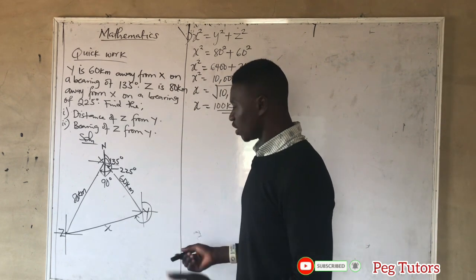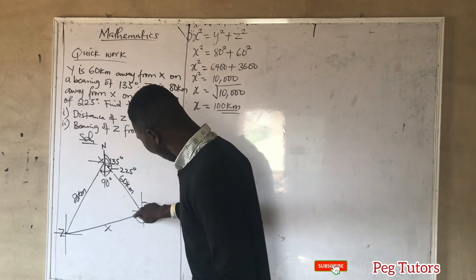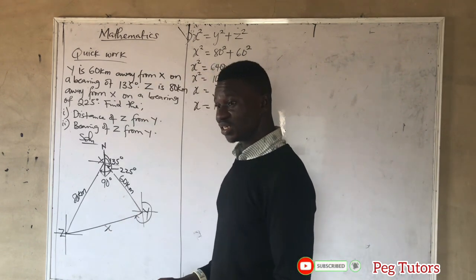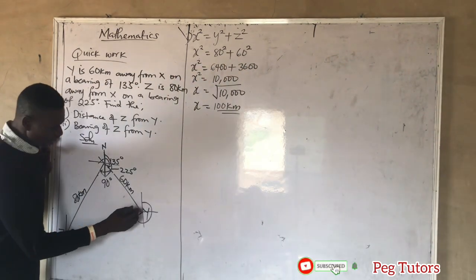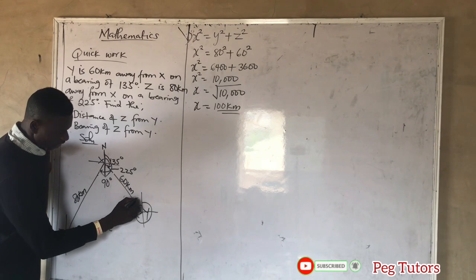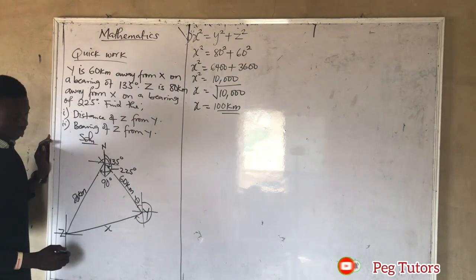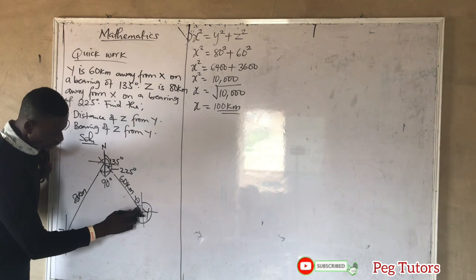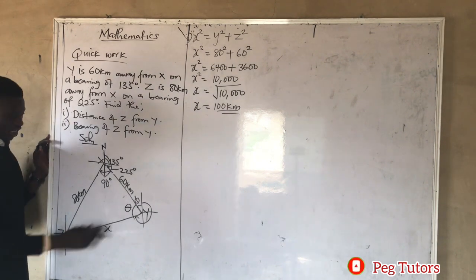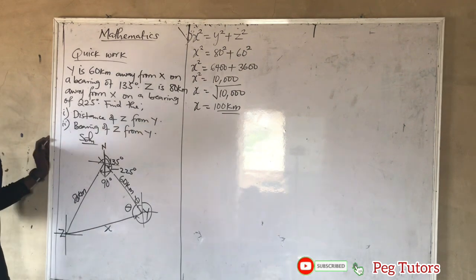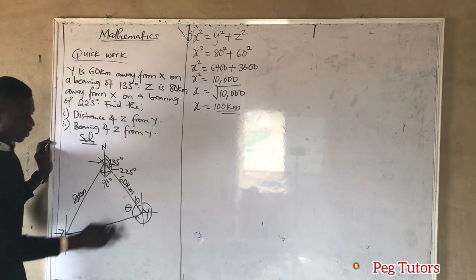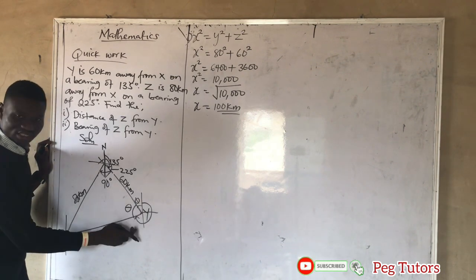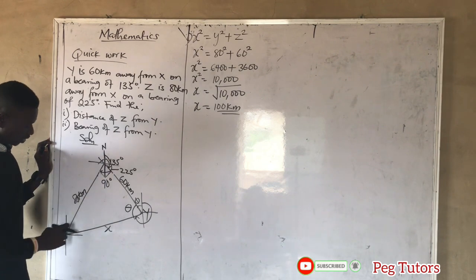Now we can't know that place, but we know the whole of this place from here down to north is 360 degrees. Now, if we know the angle here, let's name it phi, for example. And we know the angle here inside this triangle, let's name it theta. If you know these two angles, you simply add up these two and subtract it from 360 degrees. The remaining one becomes the bearing of z from y.